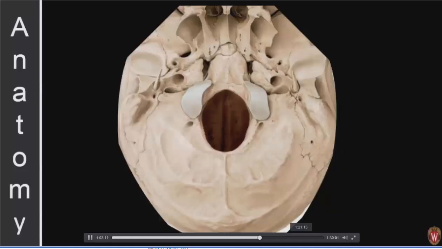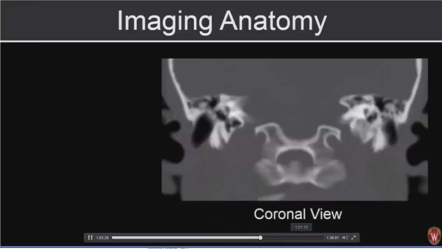Now looking from below, we can see we've got our internal carotid artery, our jugular foramen, our stylomastoid foramen, which houses that cranial nerve 7, and from there it's going to ramify into all those branches within the parotid gland. And then just anterior and below the condyle, we've got our hypoglossal canal.